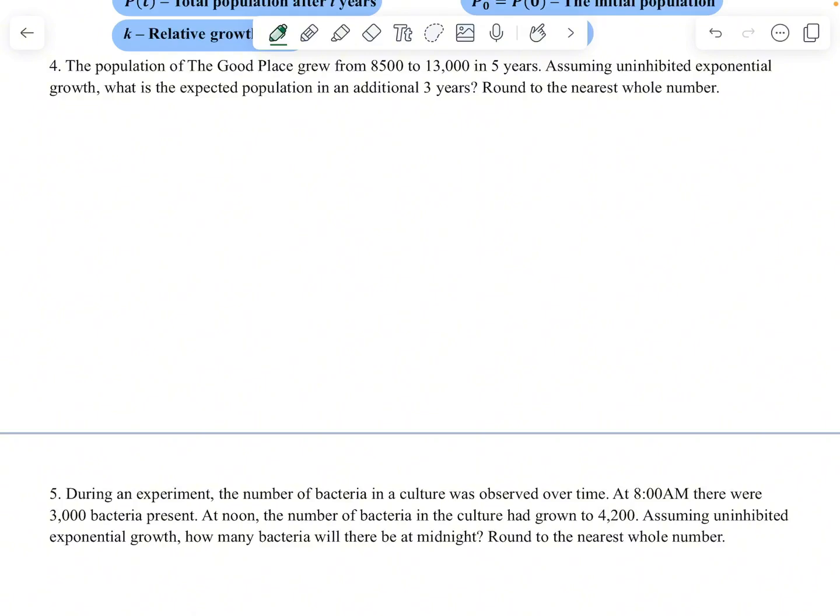I'll start by identifying some of the quantities in the problem. P of 0 is equal to 8,500, and P of 5 is equal to 13,000. We also have t is equal to 5. So what we're missing is the relative growth rate, k. So the first thing I'm going to do is solve for k.